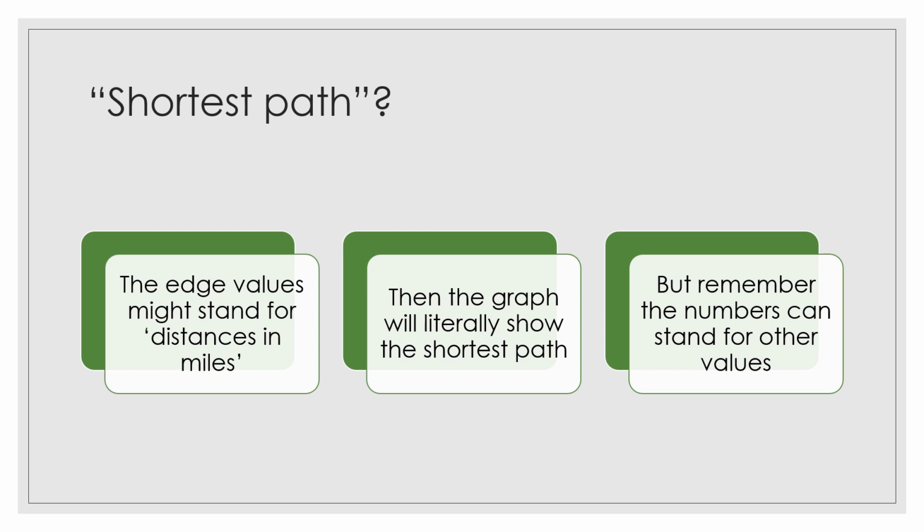So when we talk about shortest path, it might literally be the shortest path. That is, if they were, let's say, train stations and the numbers represented the miles between the stations, we could use the graph to find the shortest route in miles, let's say to get from Nuneaton to London. But as the numbers can stand for other values, the shortest path doesn't have to be literally a path, and shortest doesn't literally have to mean shortest in miles.